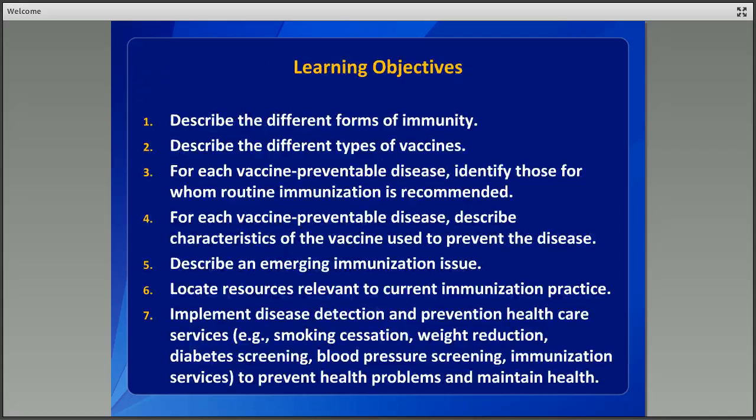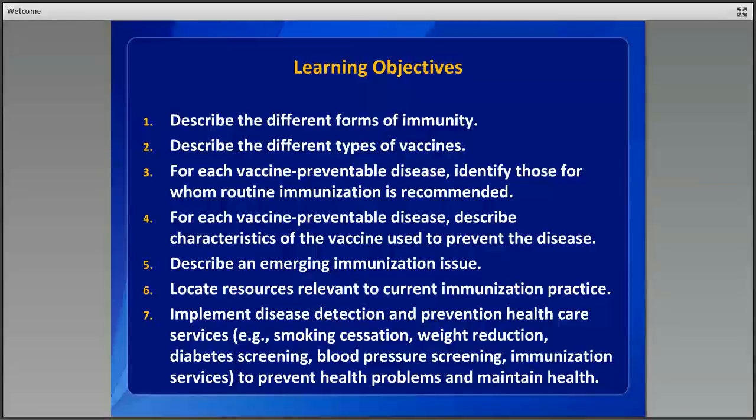Here are our learning objectives. At the conclusion of the session, participants will be able to describe the different forms of immunity, describe the different types of vaccines. For each vaccine preventable disease, identify those for whom routine immunization is recommended. For each vaccine preventable disease, describe characteristics of the vaccine used to prevent the disease.